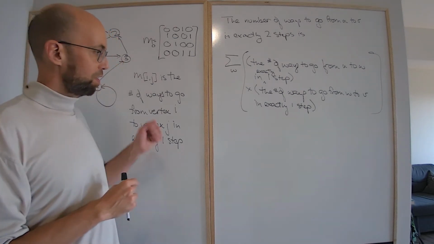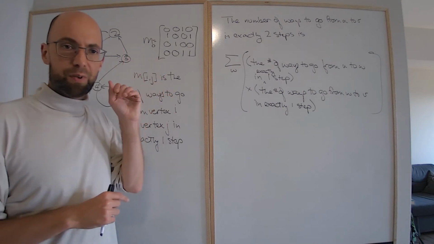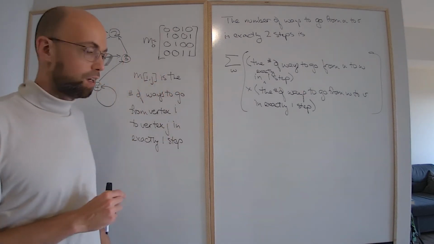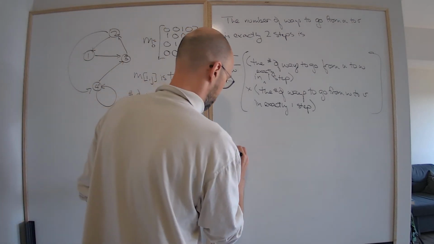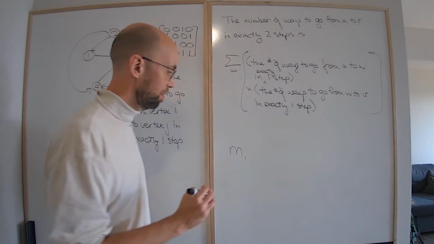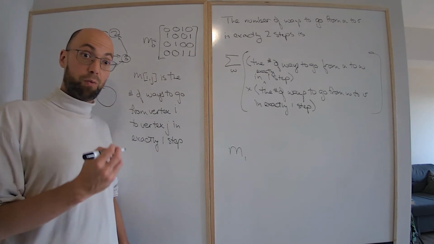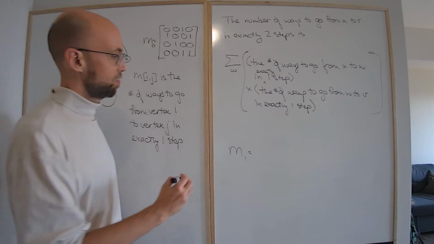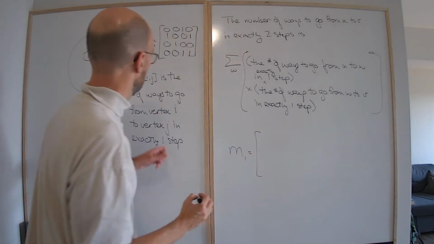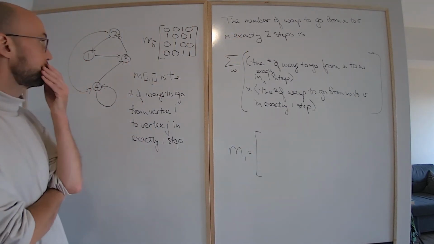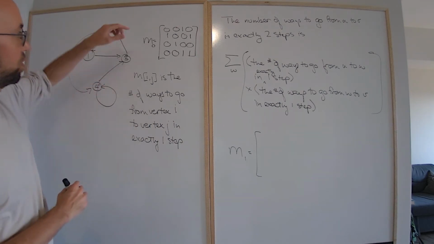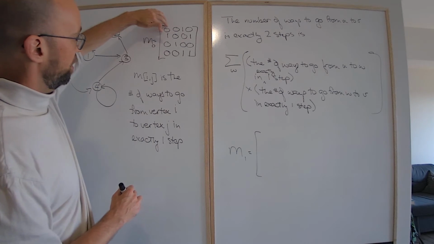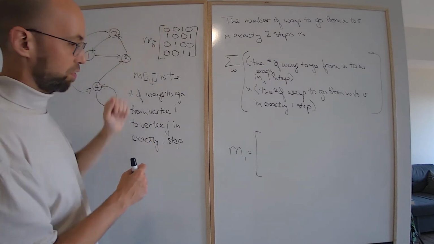Now suppose I want the number of ways to do this in exactly 2, crossing 2 edges. So I'm going to write M sub 1, because 2 is 2 to the power of 1. So what is this? Well, the number of ways to go from vertex 1 to vertex 1 is, well, it's the number of ways to go from vertex 1 to vertex 1, and then vertex 1 to vertex 1, which is 0.